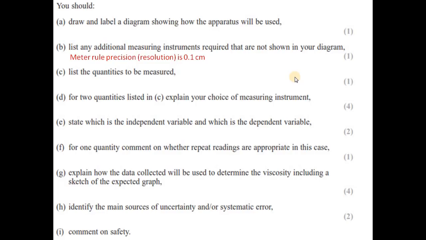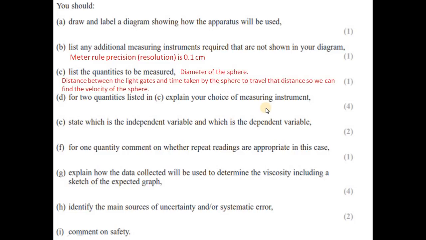List the quantities to be measured. We are going to measure the diameter of the sphere, and we are going to measure the time between two marks when the sphere is falling between them, and by dividing distance by time we can find the velocity. So we need to measure diameter, time, and the distance for the velocity.